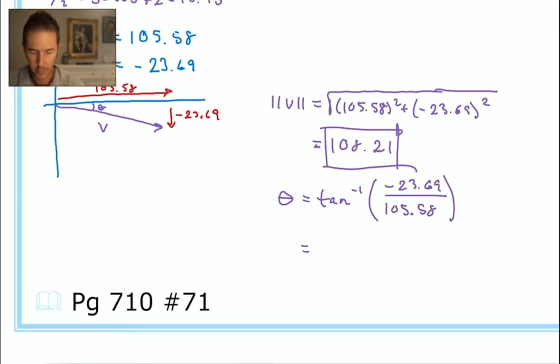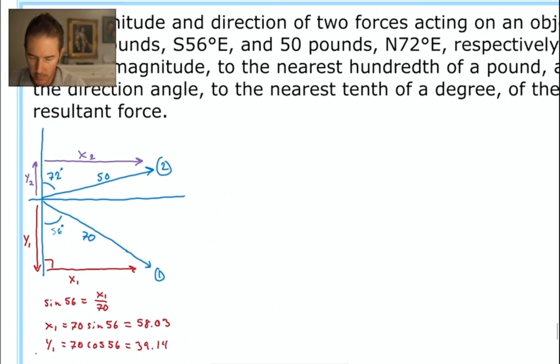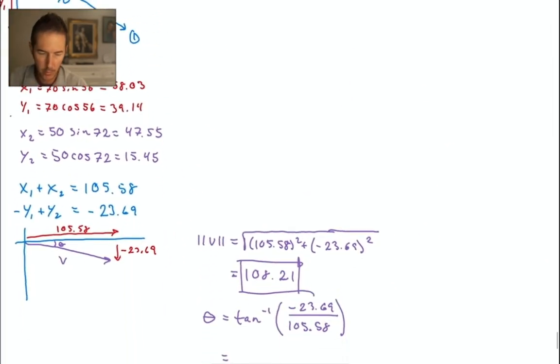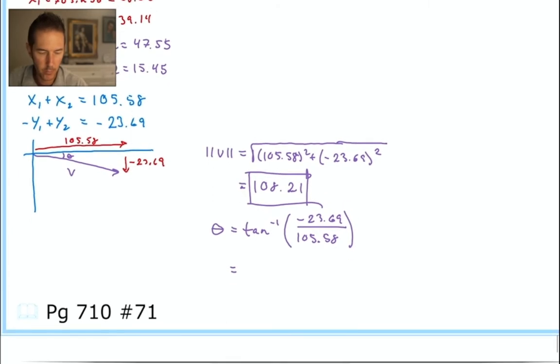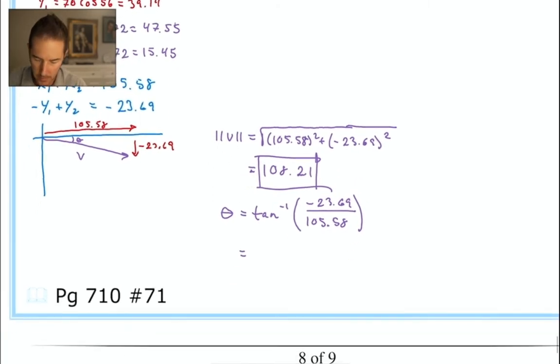Okay, so 23.69. I'll hit the little plus or minus button in the top right corner so that I can see the negative on my screen. Then divided by 105.58 equals, I've got negative 0.2243, and then I will hit second and tangent, and I got negative 12.6. I think we wanted the angle measured just to the nearest tenth of a degree, yep. So I'm going to go with negative 12.6.